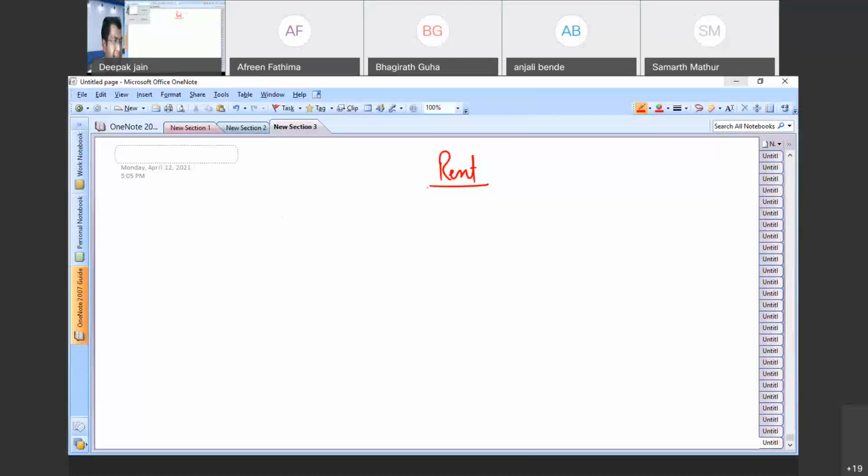Is there any amendment regarding presumptive income? Regarding which income? Presumptive income. Presumptive income means.